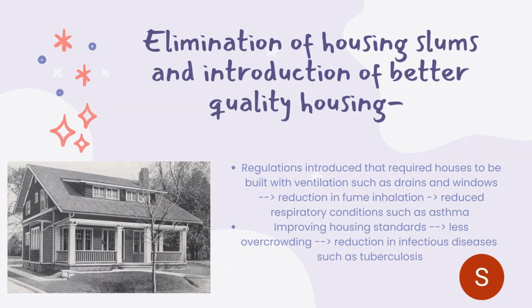So our next policy is around the elimination of housing slums and introduction of better quality housing. So when we're looking at the quality of houses, regulations were introduced that required houses to be built with improved ventilation, such as drains and windows. So the fumes back in those days from cooking and other things that they were doing in the house and the smoke were causing people to become very sick because they're inhaling toxic chemicals into their lungs. So having more windows helped increase the airflow in the houses and led to a reduction in respiratory diseases such as asthma.